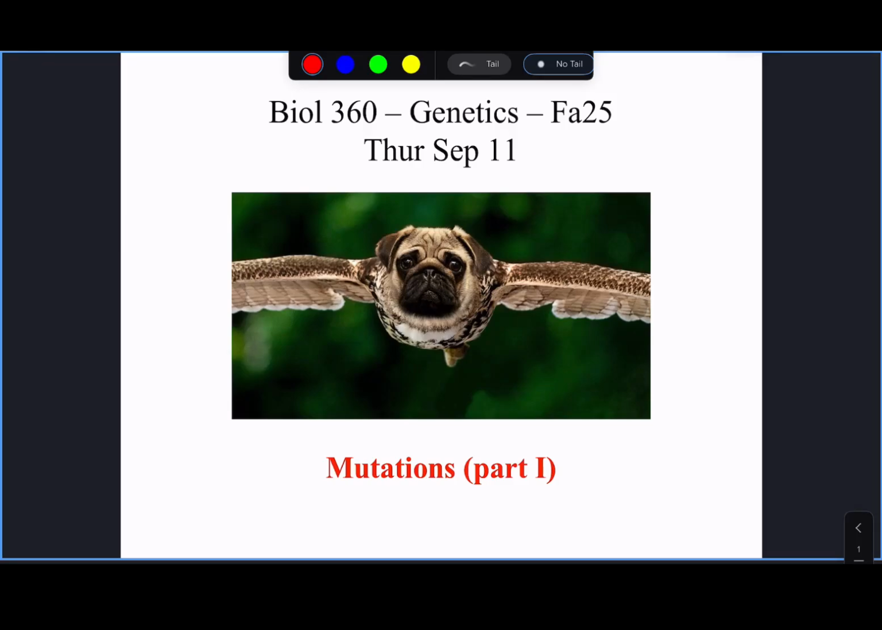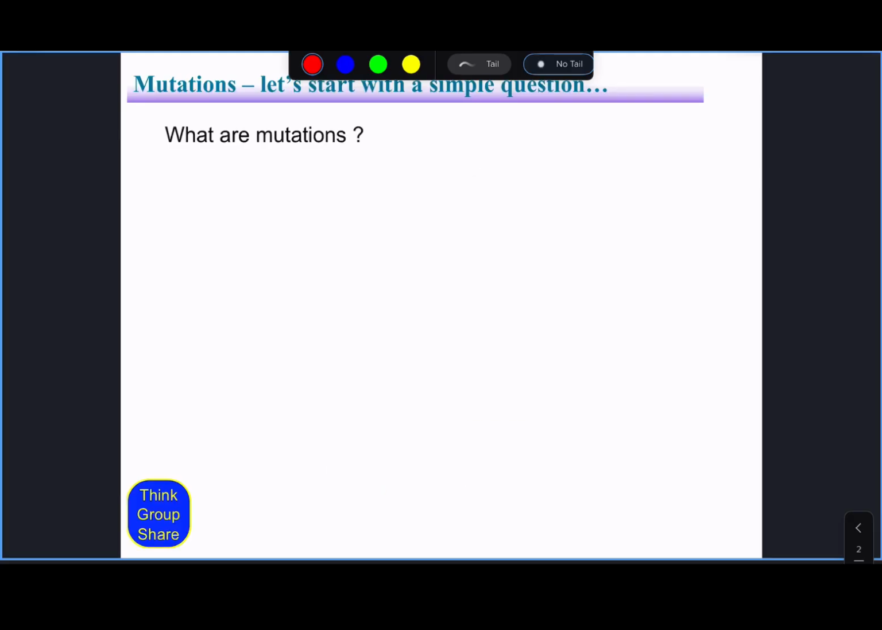Okay, so this week we'll start our conversation about mutations. Today's part 1, next Tuesday part 2. And as usual, I'd like to start with a simple question for the whole class. What are mutations? If you don't want to yell it out, just talk to your neighbors, but what are mutations?